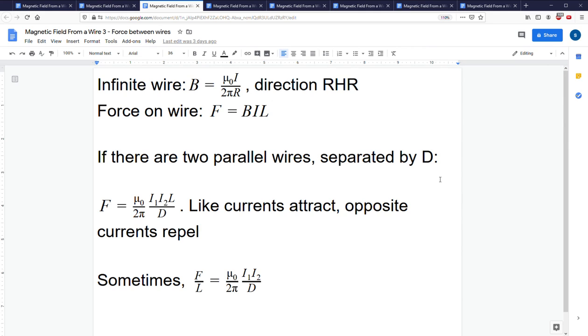In the context of this class, what we will usually see is that one wire is infinite and the other is finite, usually looping back in on itself, in which case we say the infinite wire produces the magnetic field, and we use the length of the wire segment. Option 2, instead of trying to find the force itself, we find the linear force density, or force per unit length. For that, we can take this formula, divide by L, and we get mu sub naught over 2 pi times I1 times I2 over D, which is a nice finite value.